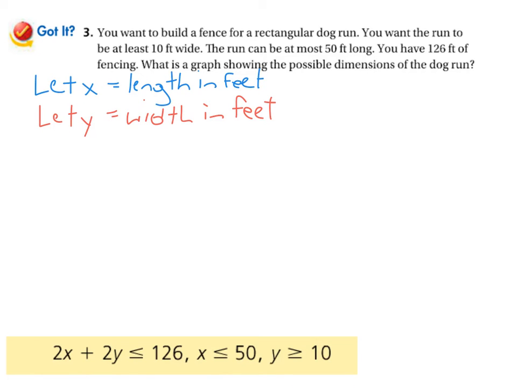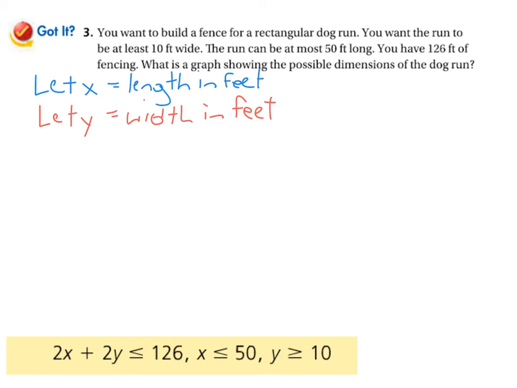All right, so if we define x as the length in feet, and we define y as the width in feet, then x, we know the length has to be at most 50. It can be 50, but that's the most it can be. It's got to be that or less, okay? x is less than or equal to 50. And if y is the width, and we know that it's at least 10 feet wide, it can be 10, but that's the least it can be. So we've got y being greater than or equal to 10.